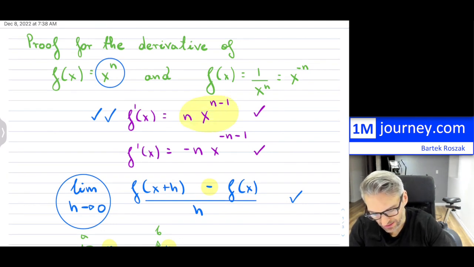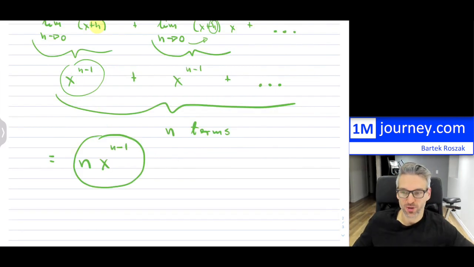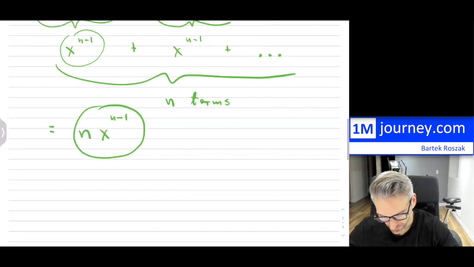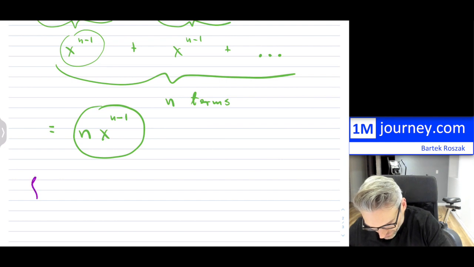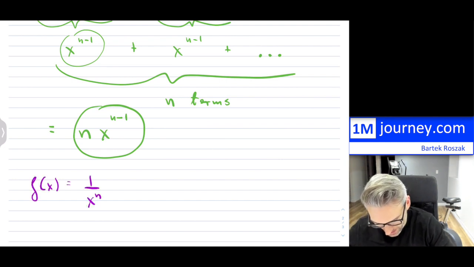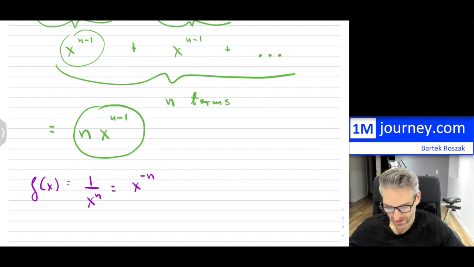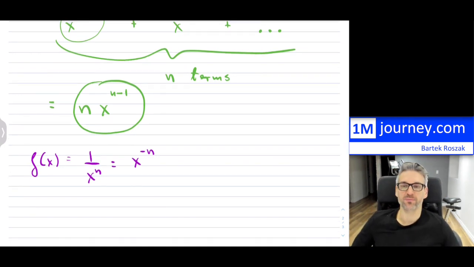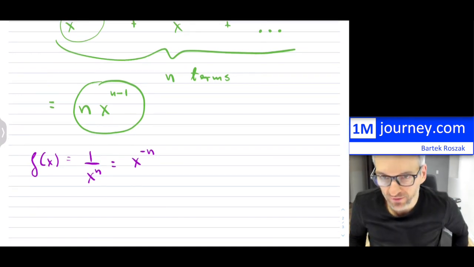So that's pretty neat. Now let's take a look and see what would have happened if we had f(x) equal to 1 over x to the n. If we have this, which really is just x to the minus n, I'm going to use the same trick as I have used above here.